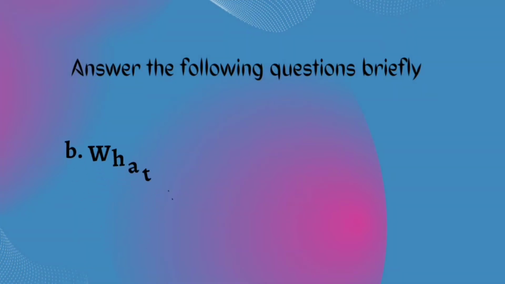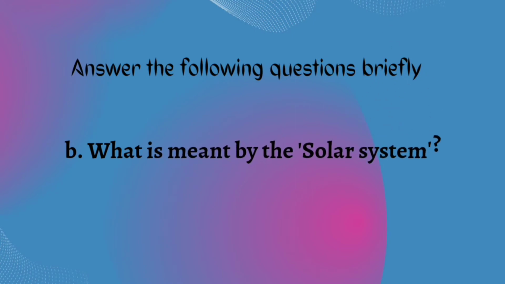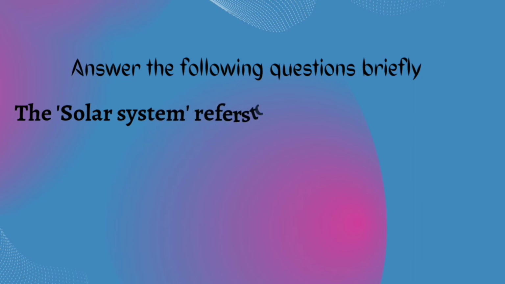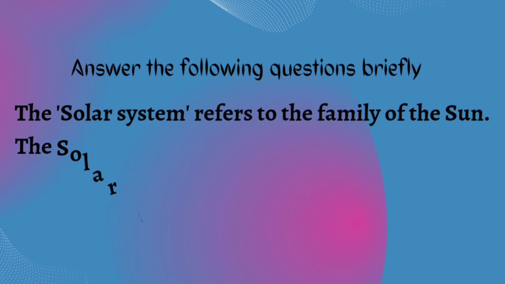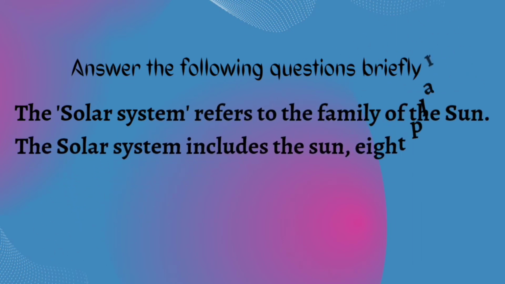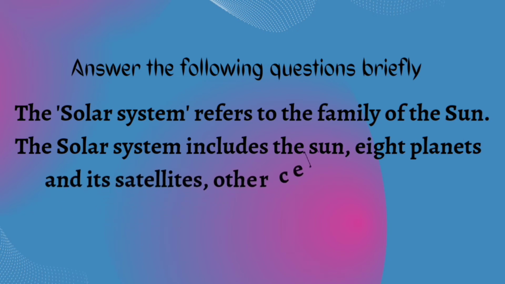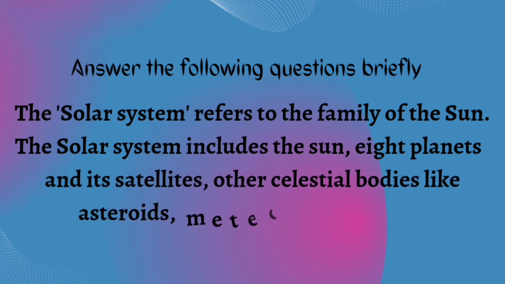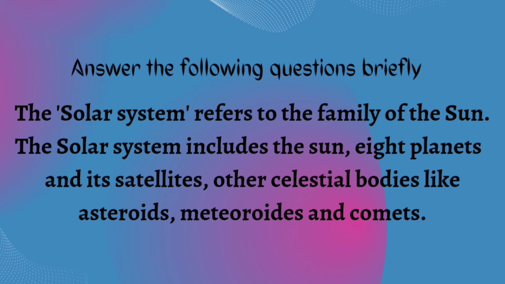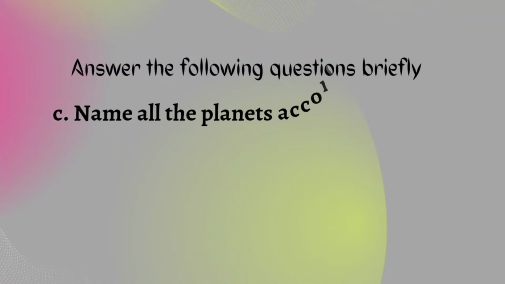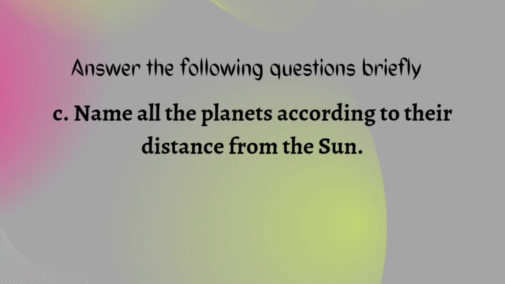Next question. What is meant by the solar system? The answer. The solar system refers to the family of the sun. The solar system includes the sun, 8 planets and its satellites, and other celestial bodies like asteroids, meteoroids and comets. So the solar system includes all these things: the sun, planets, satellites and all the other celestial bodies. Next question. Name all the planets according to their distance from the sun.